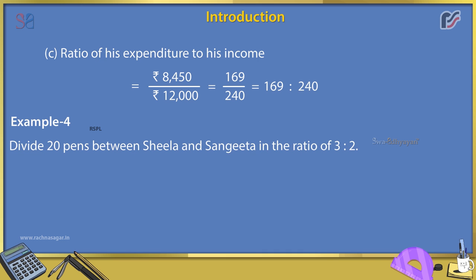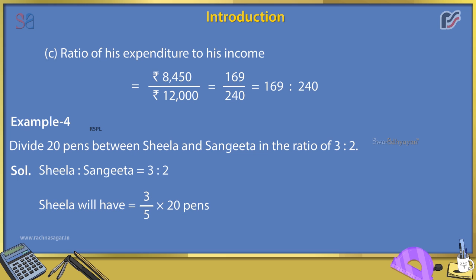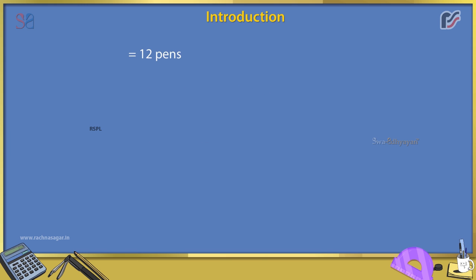Example 4. Divide 20 pens between Sheila and Sangeeta in the ratio of 3:2. Solution. Sheila is to Sangeeta is equal to 3:2. Sheila will have is equal to 3 by 5 into 20 pens, which is equal to 12 pens. Sangeeta will have is equal to 2 by 5 into 20 pens, which is equal to 8 pens.